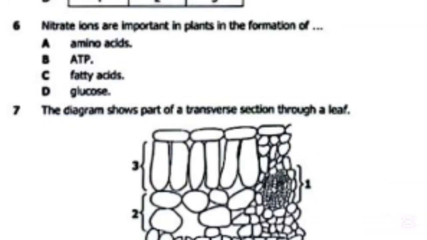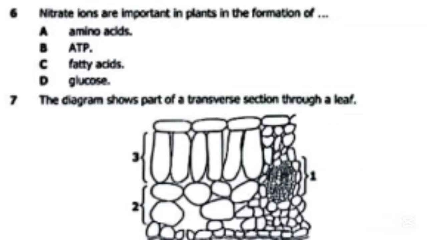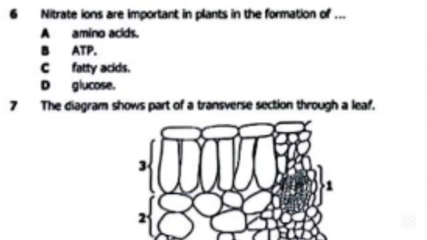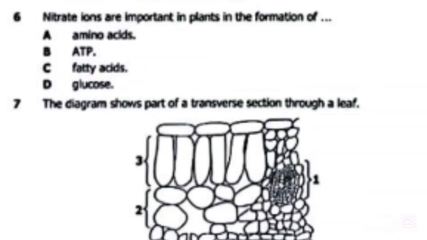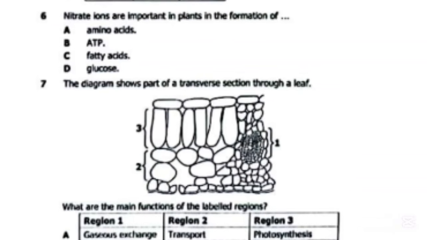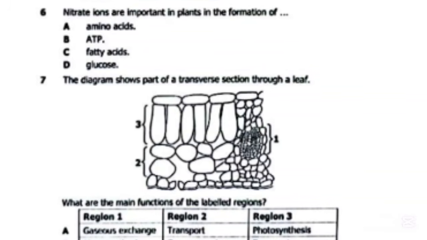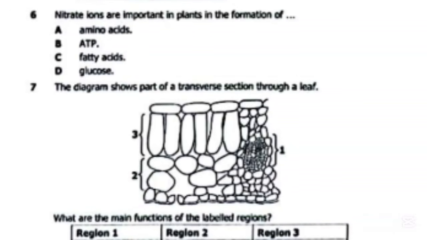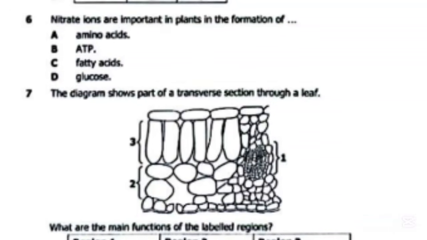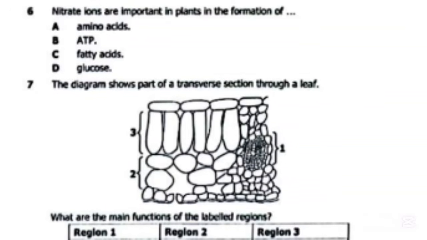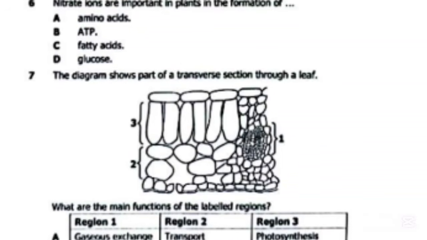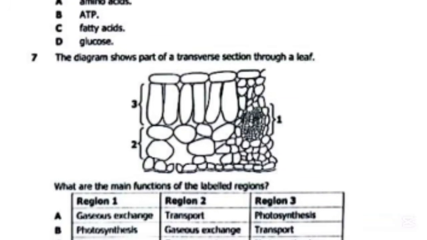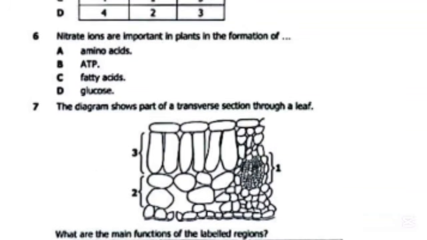So moving on to question 6. Nitrate ions are important in plants in the formation of A. Amino acids, B. ATP, C. Fatty acids, D. Glucose. So here now you have to understand nitrates. What are they responsible for? So nitrates are building blocks of amino acids.